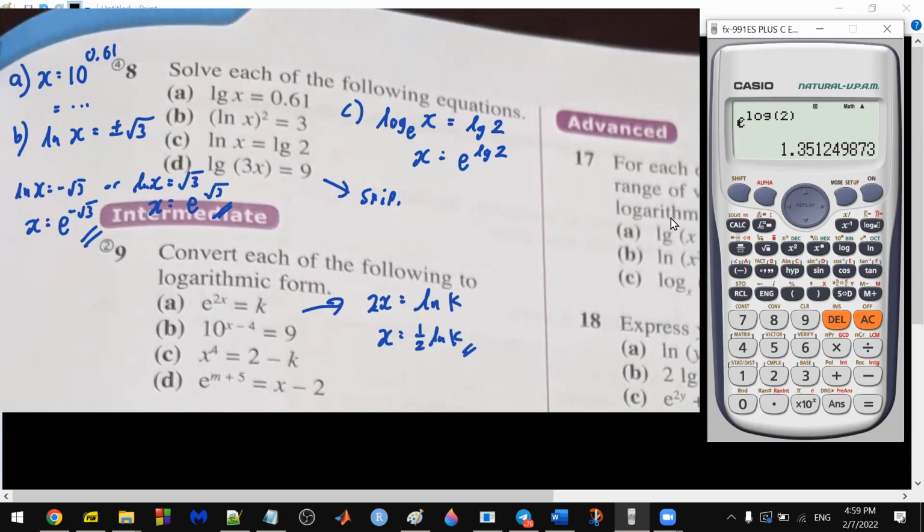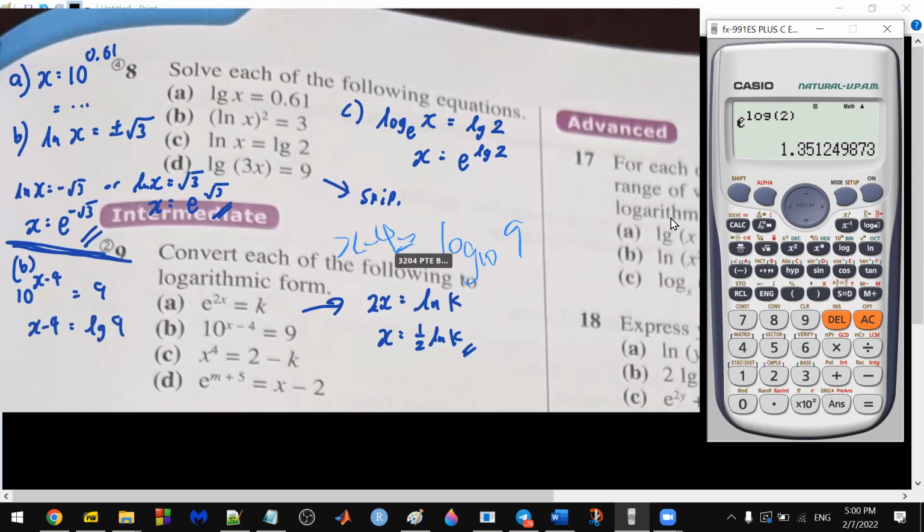Then 10 power x minus 4 equals 9. x minus 4 equals lg of 9, base 10. Then x equals that plus 4. It's not wrong to write down log base 10. It's just that lg is faster. It's allowed. It's internationally recognized notation, short form.